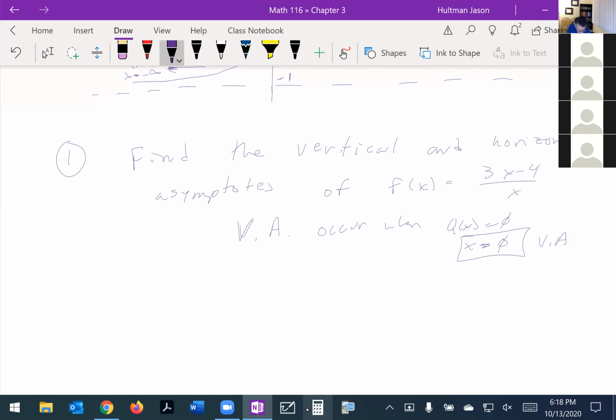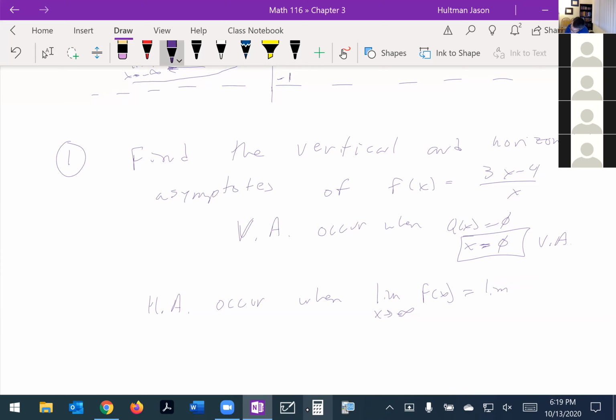Now let's look at the horizontal asymptote. Where do the horizontal asymptotes occur? They occur when we take the limit as x goes to infinity of f of x. That's when x goes off to infinity. So what's this going to end up being? Well, this is 3x minus 4 over x. I can manipulate this, so let me rewrite it.